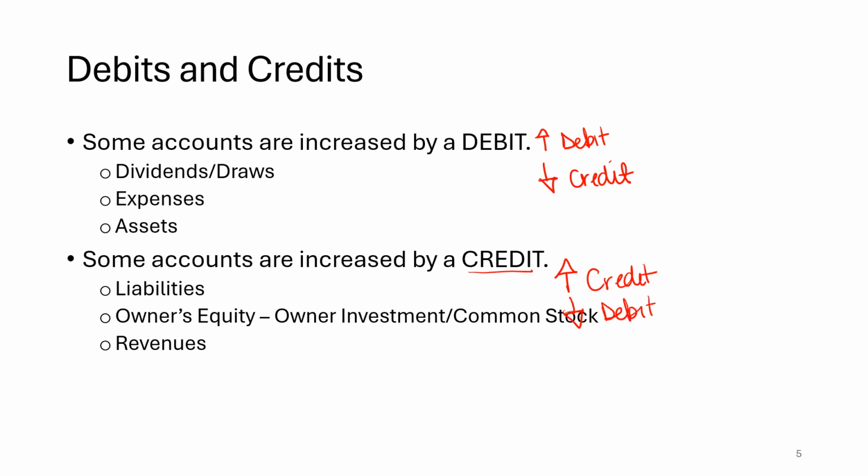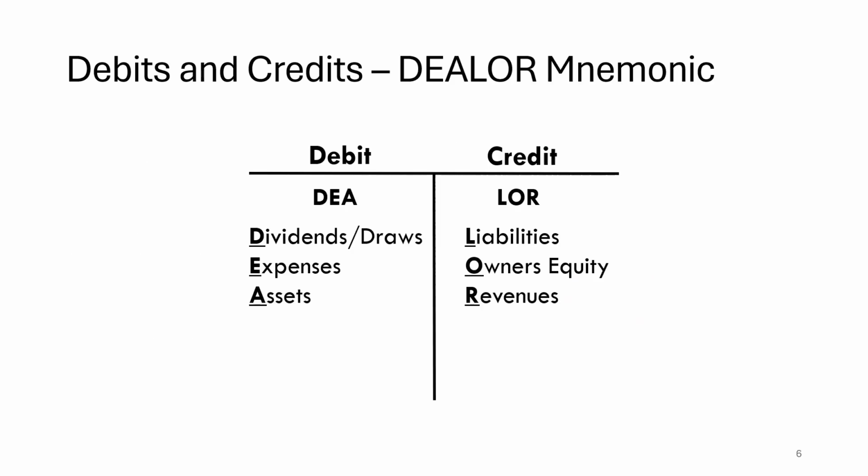So it's always important to know whether a debit or a credit increases a certain account. If you know what increases the account, then you will know the opposite one decreases the account. So this is how you will remember which accounts are increased with a debit and which accounts are increased with a credit. So remember, debit means left.